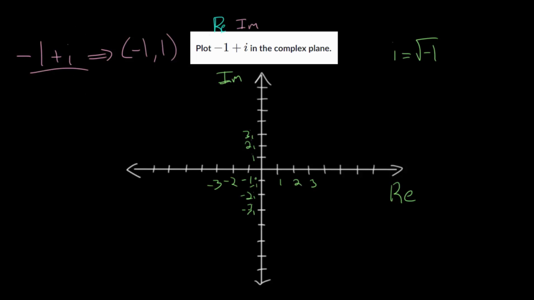So let's plot this point. We're going to go over 1 to the left on our real coordinate axis, and then we're going to go up 1 for the imaginary axis. So -1 for the real and then plus i for the imaginary. And so this point here, -1 plus i, will be right here on our complex plane.